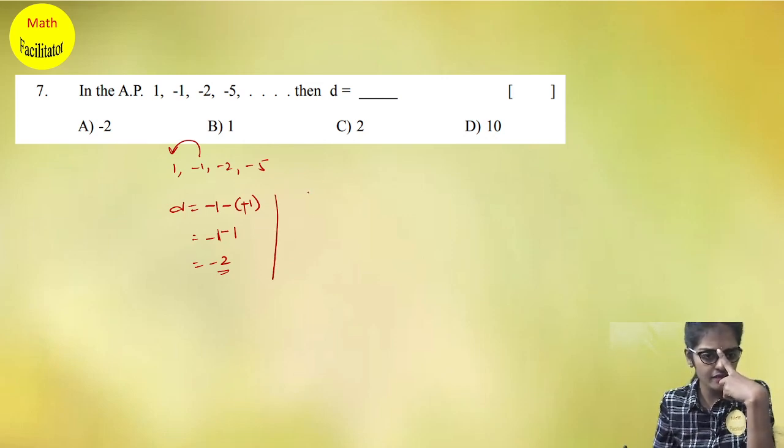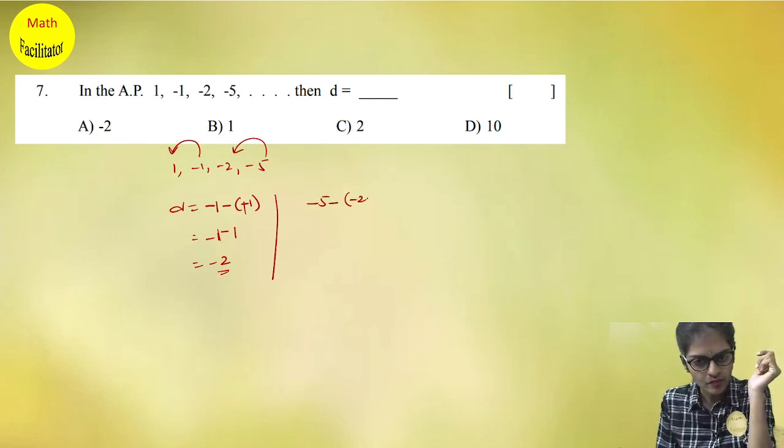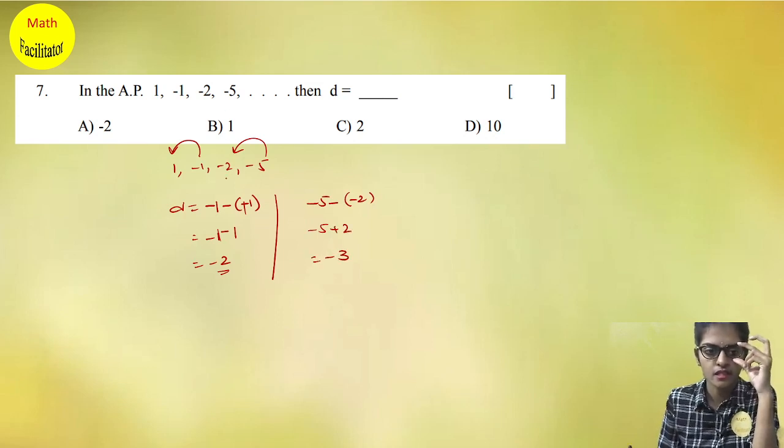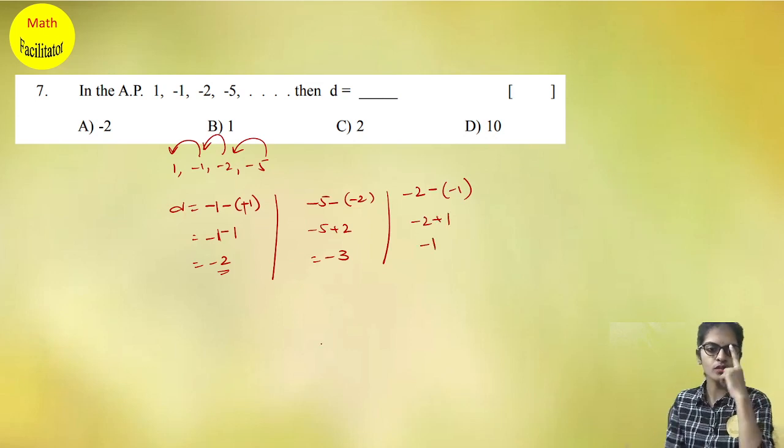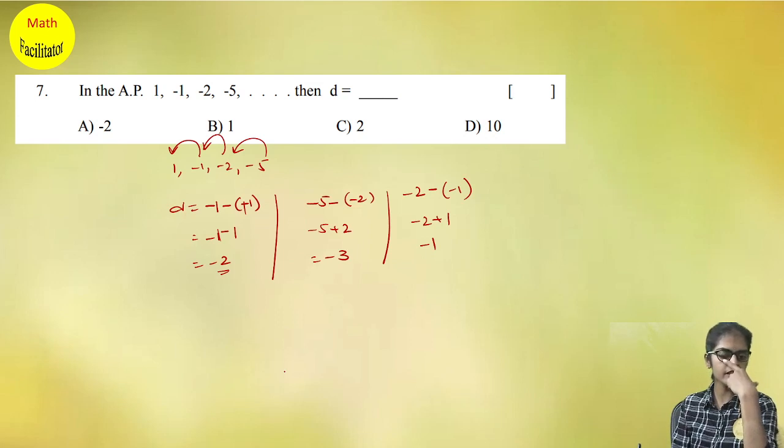But one second, let us check if this is an AP or not. If I take minus 5 minus 2, so minus 5 plus 2, I'm getting minus 3 here. That's what I thought. Okay, so if I take these two, minus 2 minus 1, so minus 2 plus 1 is minus 1. Actually here D we are not getting the same. Common difference should be same. So minus 1 is minus 2 here. Minus 2 plus 1 is minus 1. Minus 5 plus 2 is minus 3.